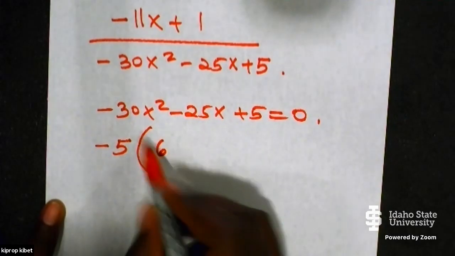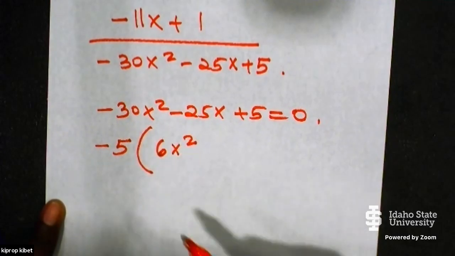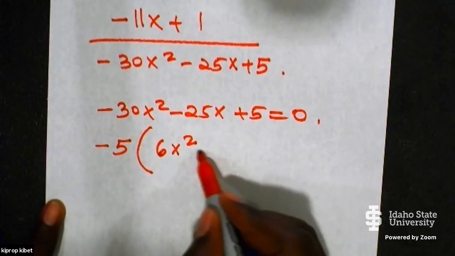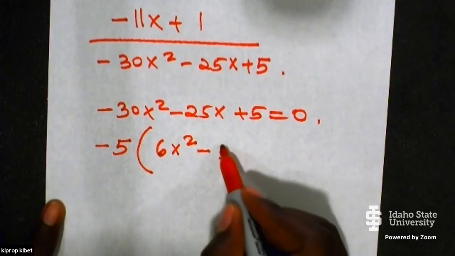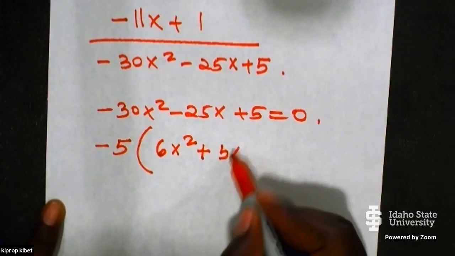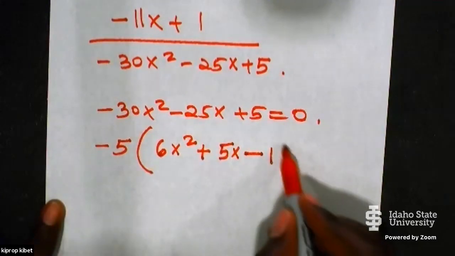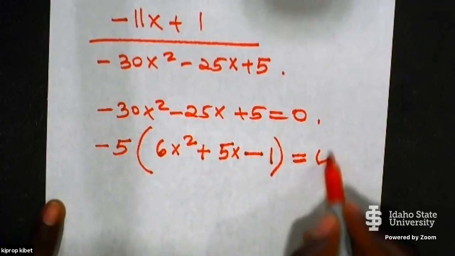6 what? x squared, right? Then minus, so plus here, right? So plus 5x. And then here will be what? Minus 1. Equals to what? 0.